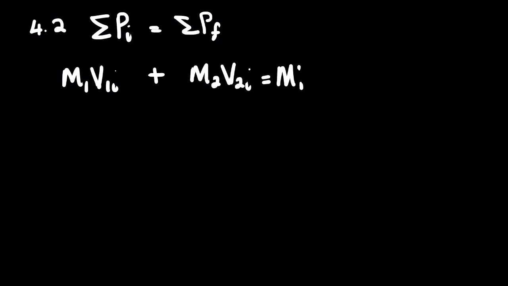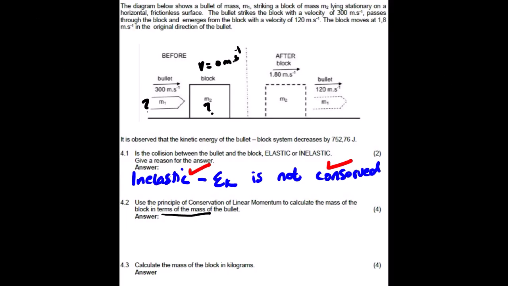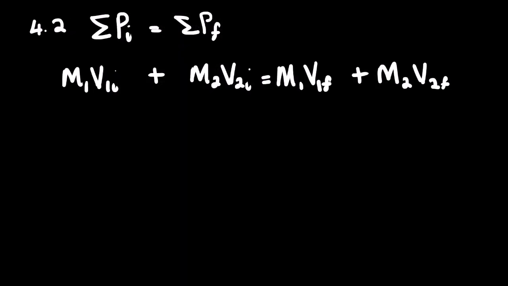So the first object will have its mass and its final velocity. Why do I keep on putting I? Plus the second one will also have its own quantities. We are going to consider the bullet as 1, the block as 2. Let us go ahead and substitute.